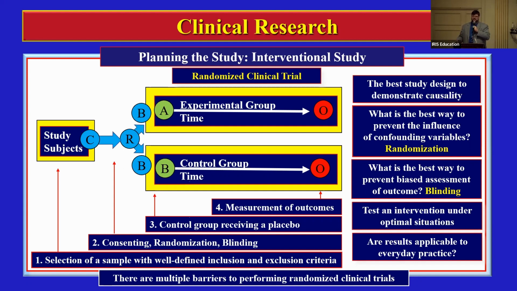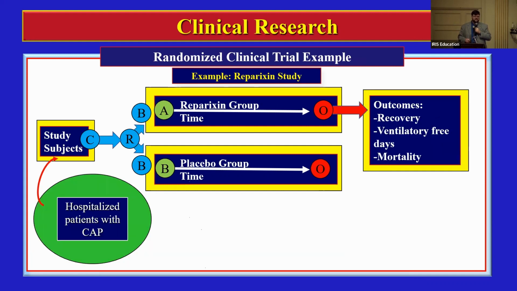They may only look at patients in certain settings or with specific diseases, so that really diminishes your external generalizability, because then your study population starts looking less and less like the target population that you have. And then there's also other barriers to performing these, largely cost, time, feasibility, all of those.